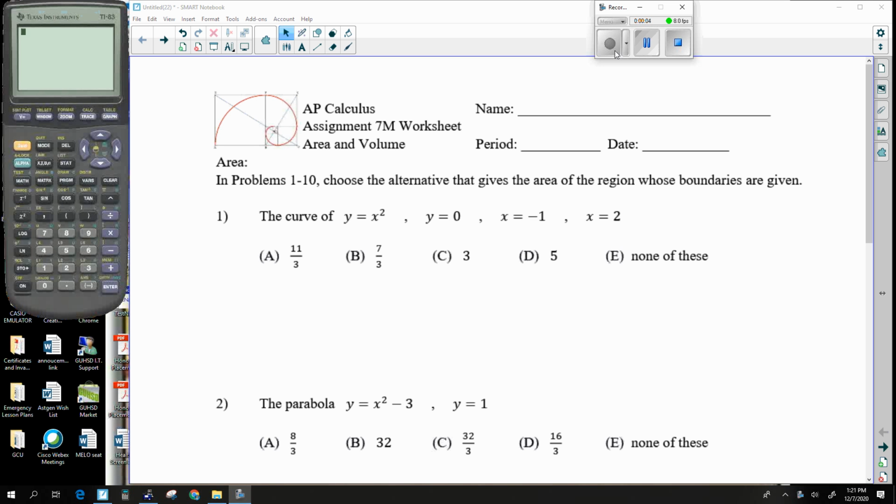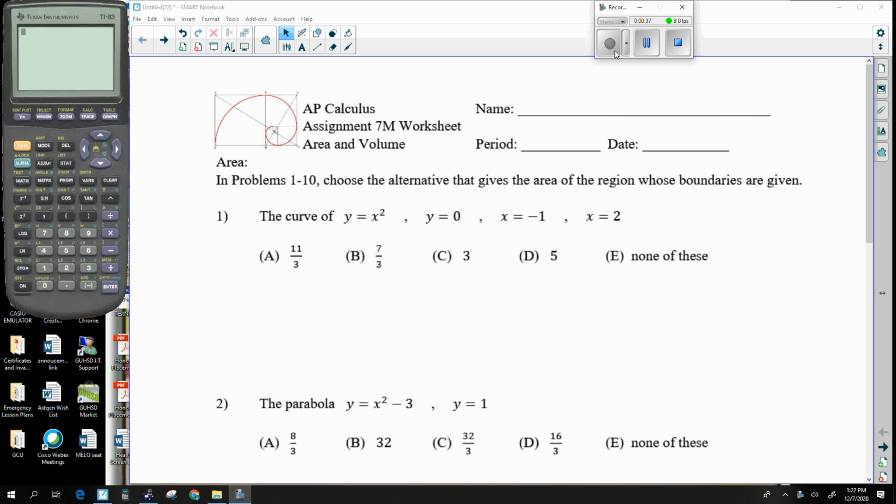This is assignment 7M, and it is entitled Areas and Volumes. So I'm guessing this is just kind of a review of all of the different areas and volumes that we may have found, and I'm assuming that it's also going to probably involve some sort of calculator stuff. It's looking like it's kind of a large assignment, so let's go ahead and get right down to it and start handling some of these problems.